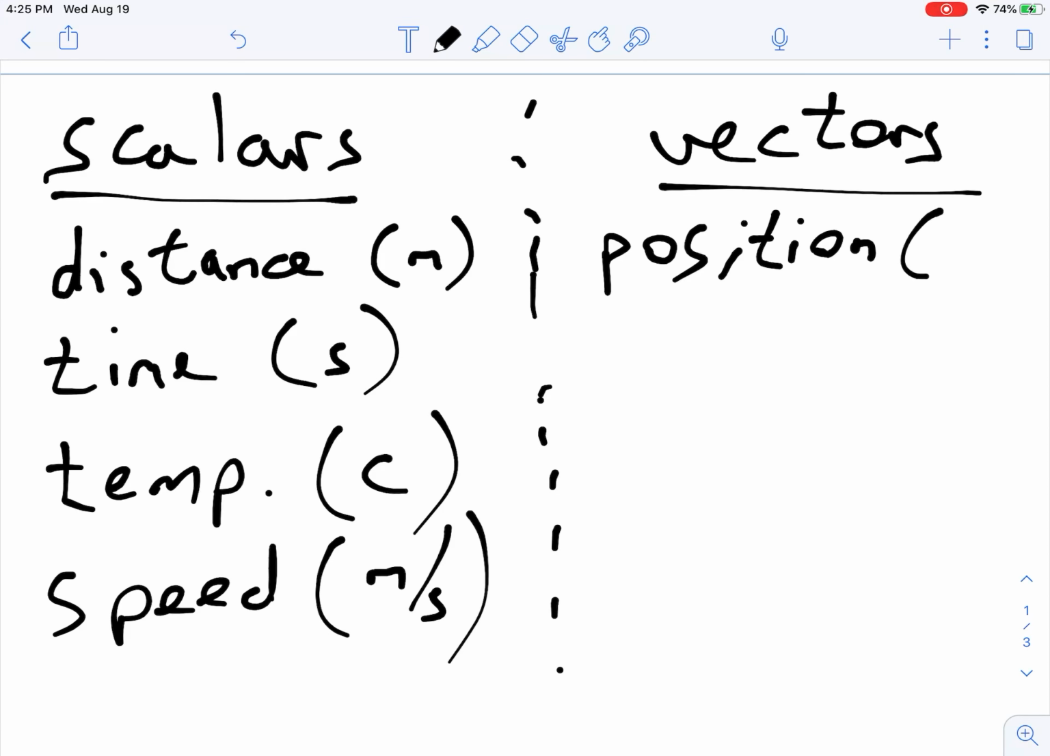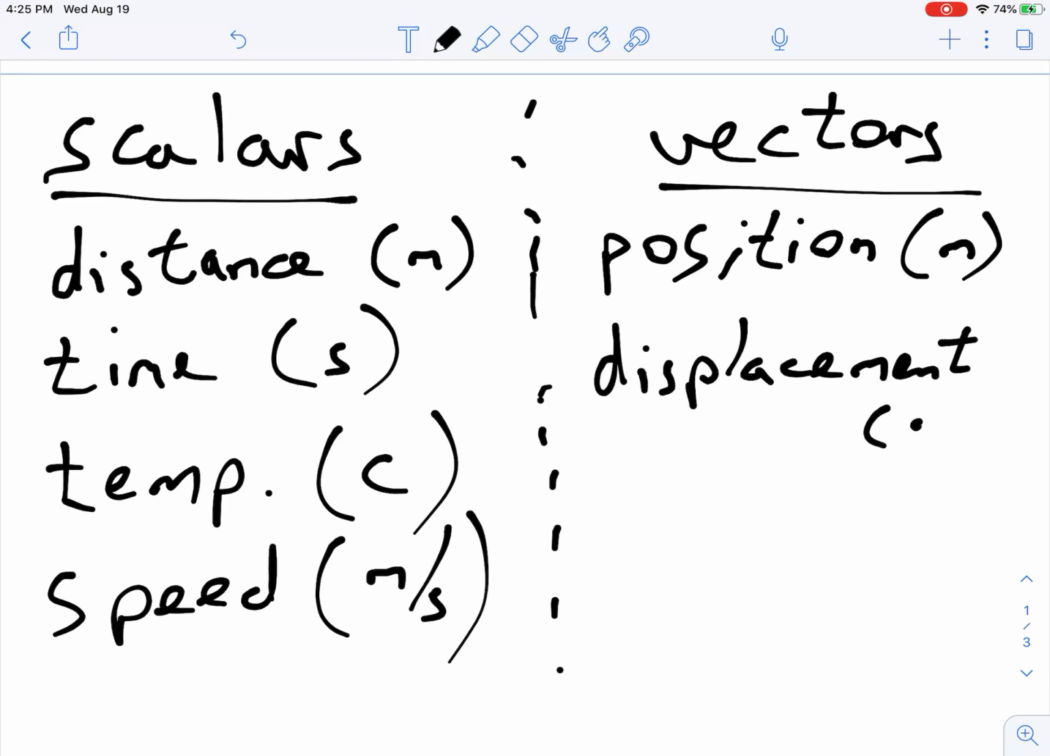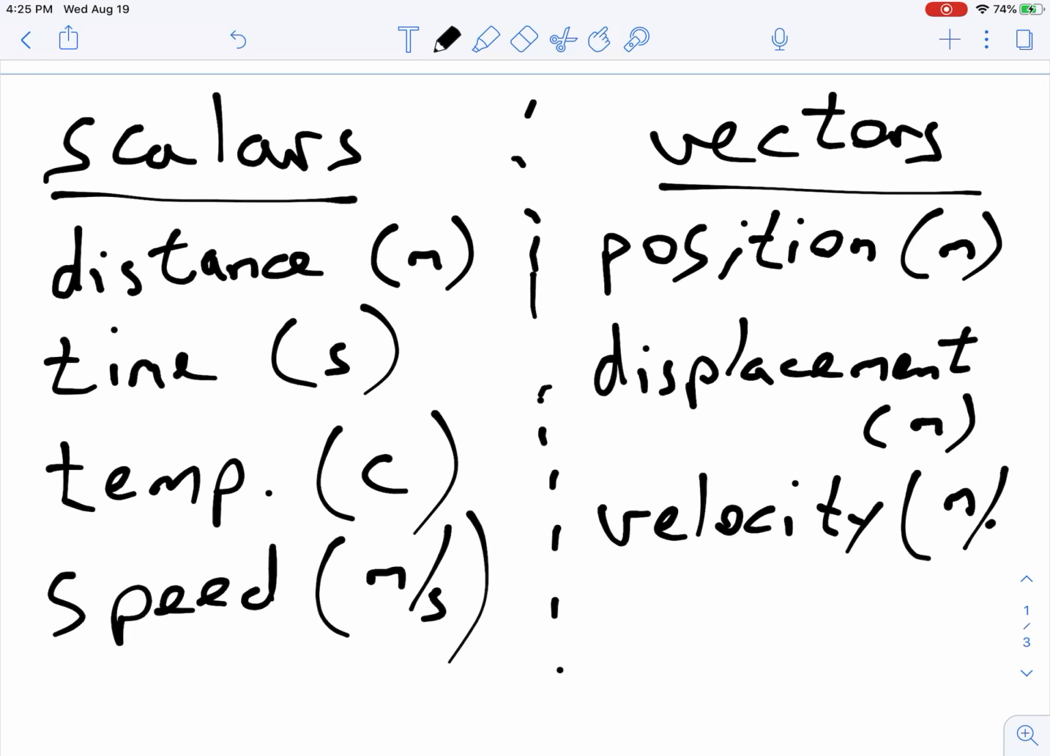Position is a vector that we'll measure in meters, and I'll show you an example of that next. I'll draw you a picture in a second. Displacement is a vector. We'll measure that in meters. Velocity is a vector. That is the equivalent of speed, except the vector version, and that is also measured in meters per second. So we have our vectors: position, displacement, velocity.